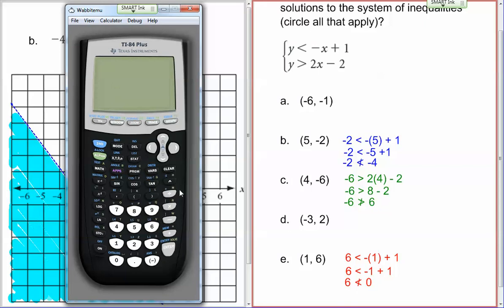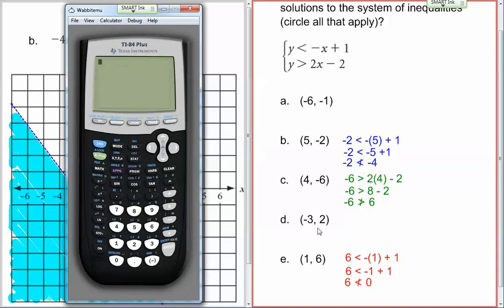So I'm going to plug it into the first equation. Obviously, y is -1. And then I'm going to do the opposite of x, which is -6, plus 1. And I get 7. -1 is less than 7. That's what it's supposed to be. Then again, we'll do -1 for y. And then the right side, 2 times x, which is -6, minus 2. That gives me -14, and that's true. -1 is greater than -14. So you can see it works in both of those.